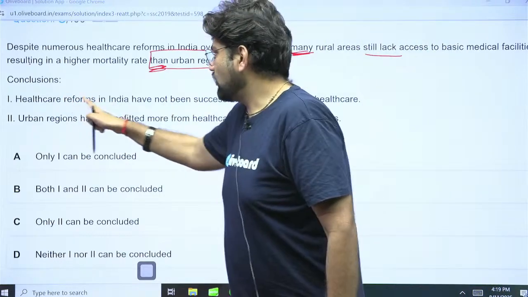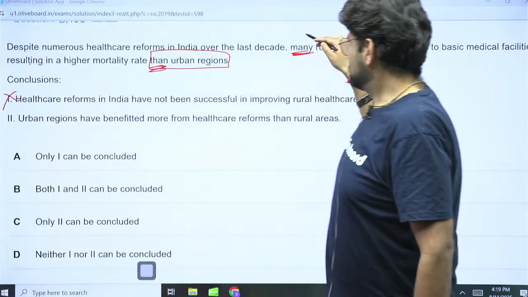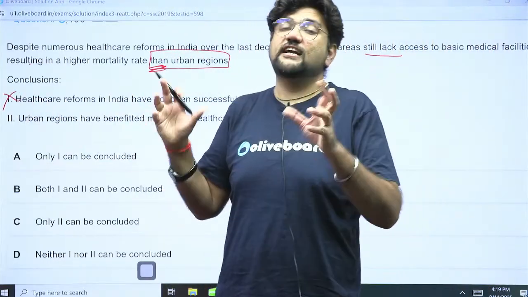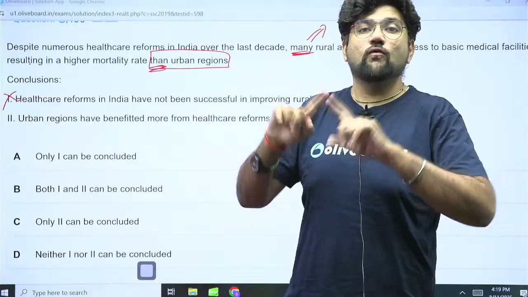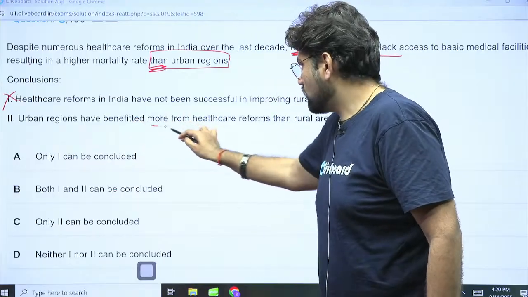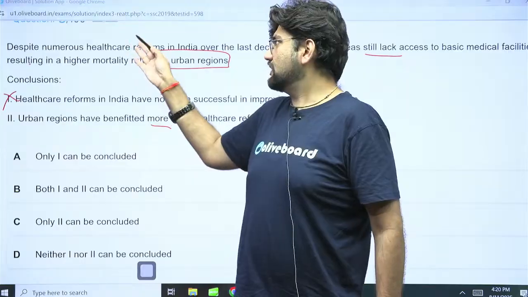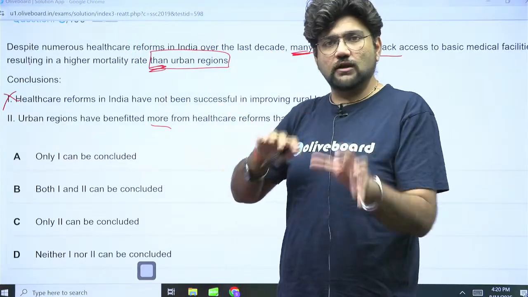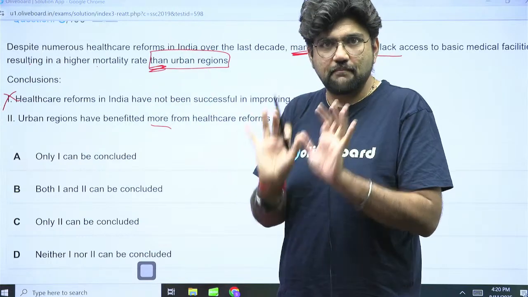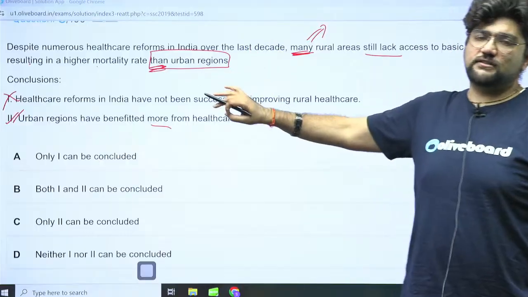Now read, healthcare reforms in India have not been successful in improving rural healthcare. Can you say that? No. Many rural areas, yes, but not all. It has improved rural healthcare up to some extent, maybe, but it is not commenting upon overall rural health in India. Number two, urban regions have benefited more from healthcare reforms than rural areas. It is clearly mentioning that these healthcare reforms in India have been targeting both urban and rural areas. Definitely mortality rate is higher in the rural areas. That means urban areas are better. So definitely you can conclude that. Merely from reading the statement, this is what you can conclude.